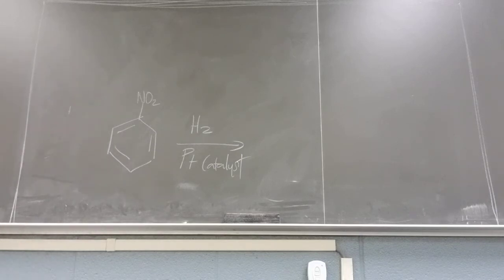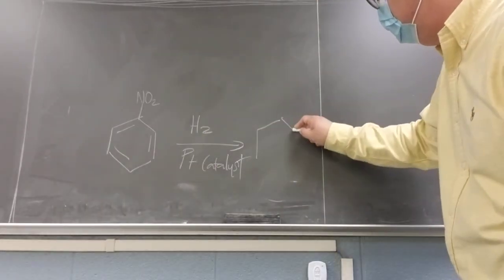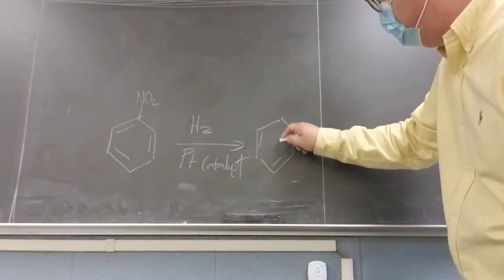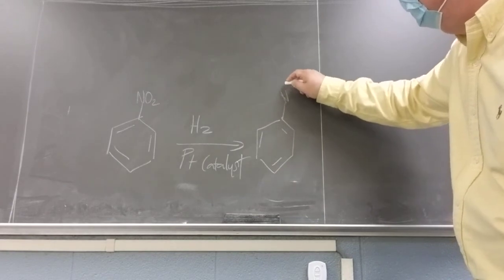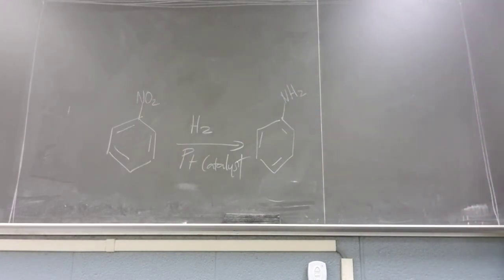Okay. The simple change: H2 will be reducing something. It won't be on the carbon in the aromatic ring because it's very stabilized, but the nitrogen, right? So what you can do is you're going to get NH2. Okay, so this is the part.